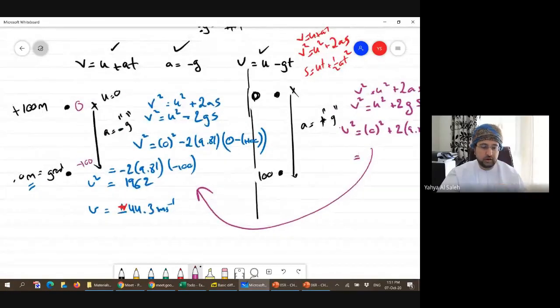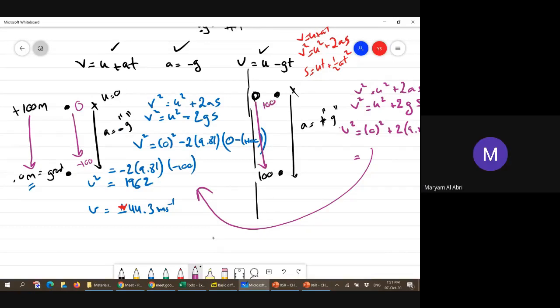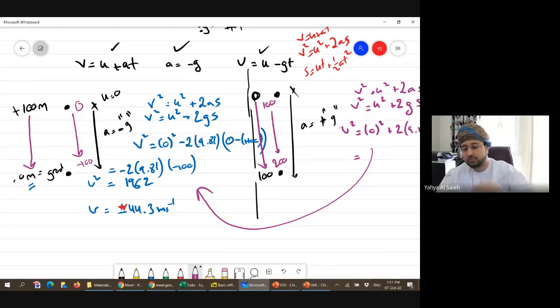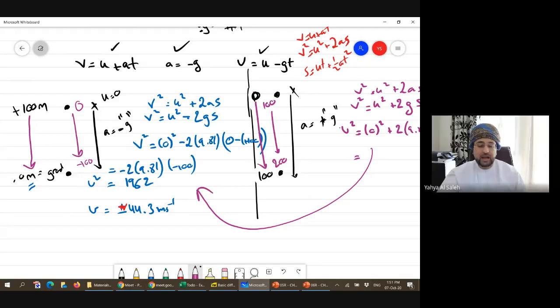This is the rule: we hold ourselves to what we committed ourselves to. If we say that down is negative, then down has to be negative: plus 100 going this way, or 0 to minus 100. If we say down is positive, then if I say this is 0, this becomes 100. If I say this is 100, this needs to become 200. Okay. As long as we stick to the convention, we are fine.